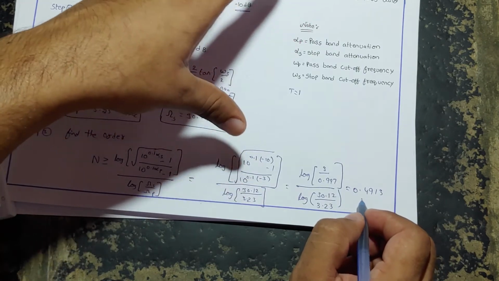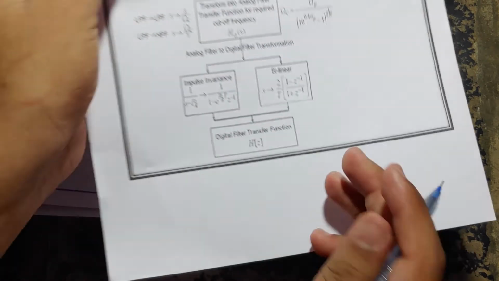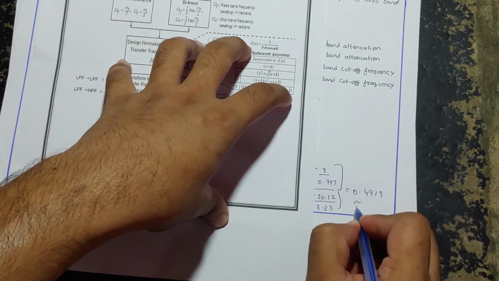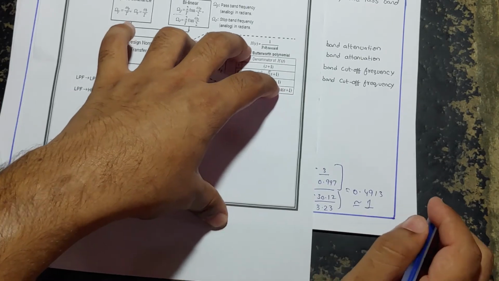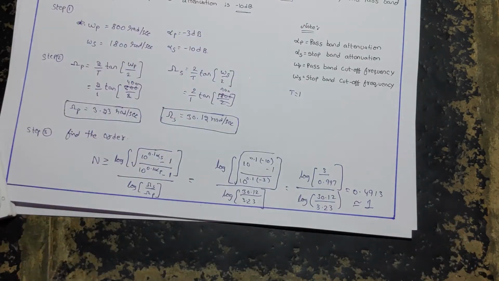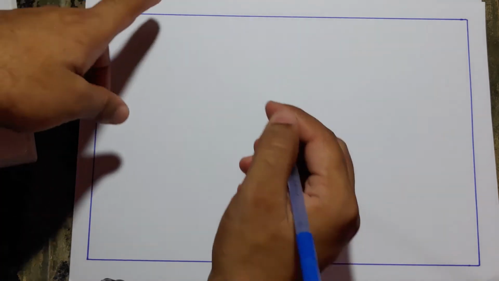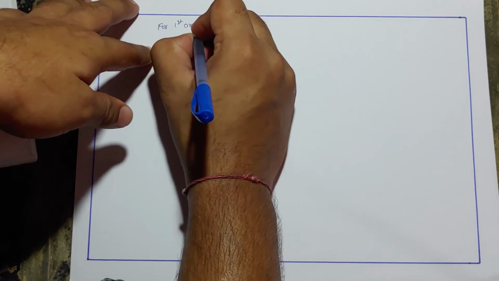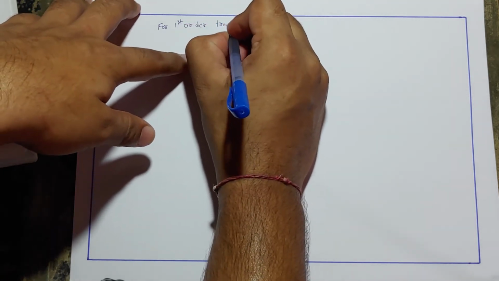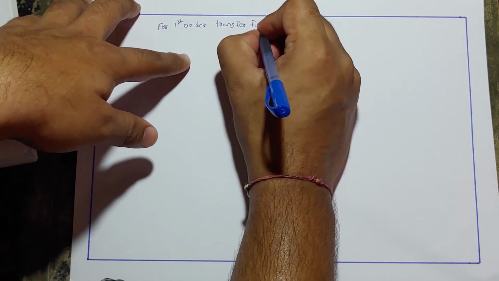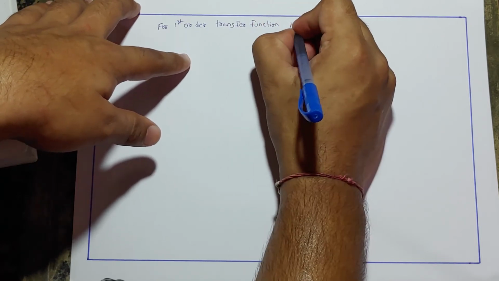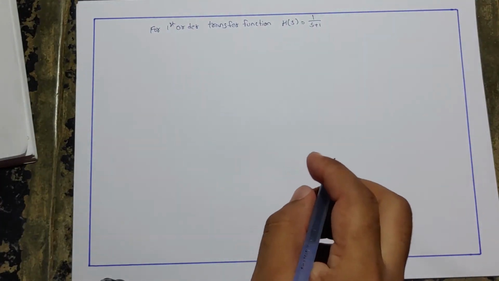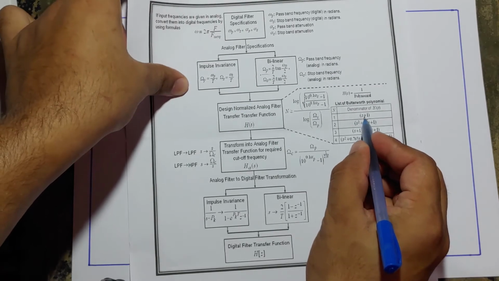As this is nearly equal to 1, and as the polynomials start from degree 1, we can assume that this is nearly equal to 1. As the order is 1, for the first order transfer function, H of s is equal to 1 by s plus 1, which is given in this sheet.